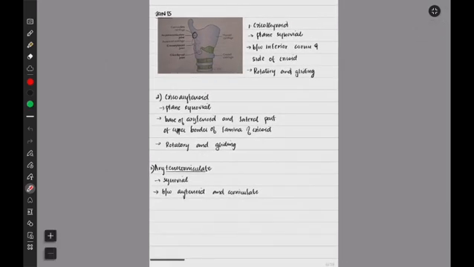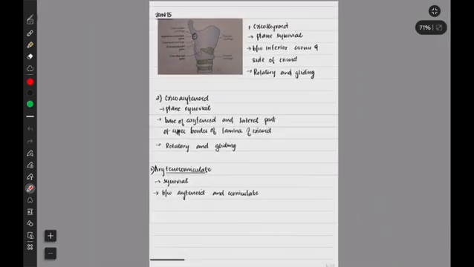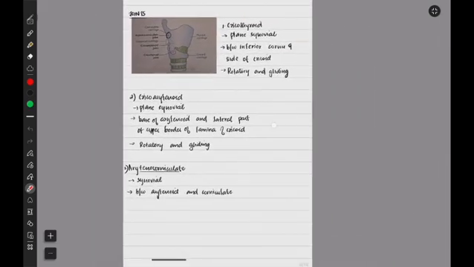Then the arytenocorniculate joint, it is between the arytenoid cartilage and the corniculate cartilage. It is not of much significance. These are the joints of the larynx.